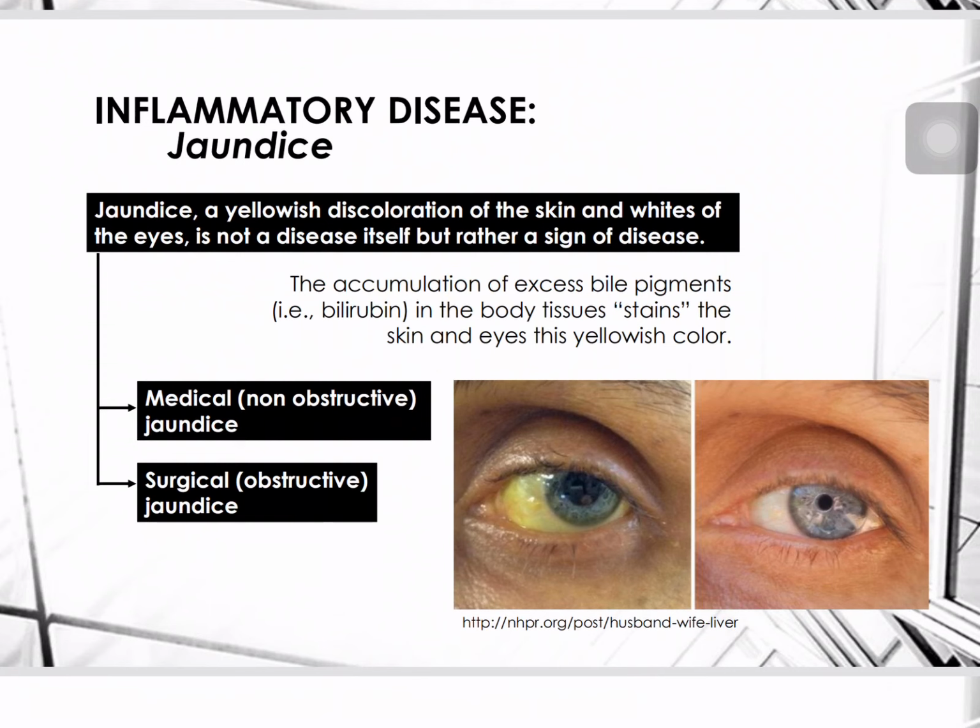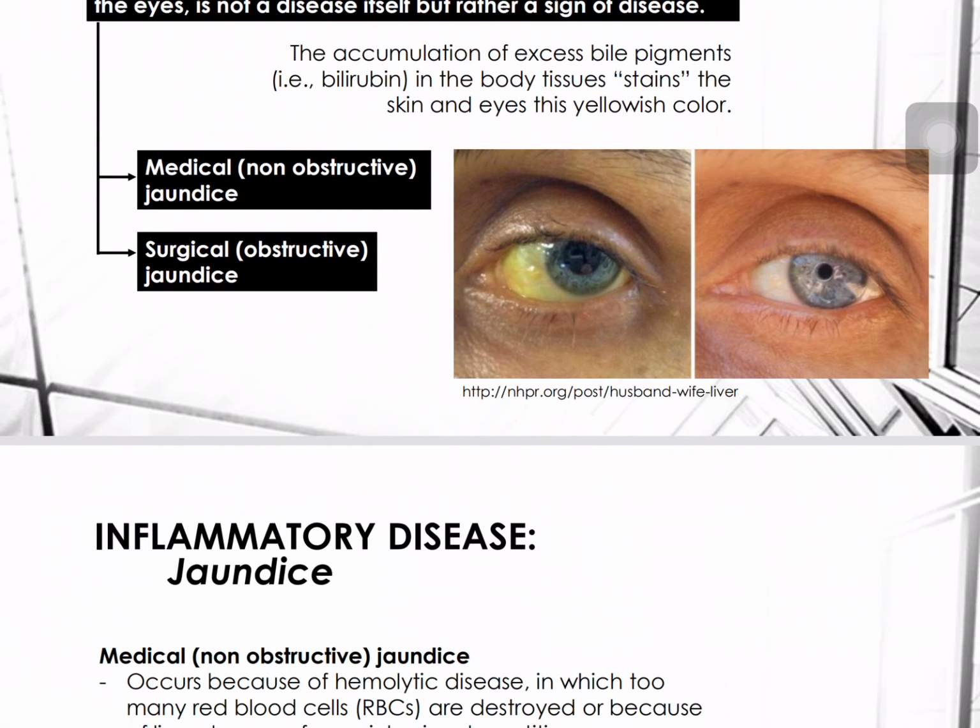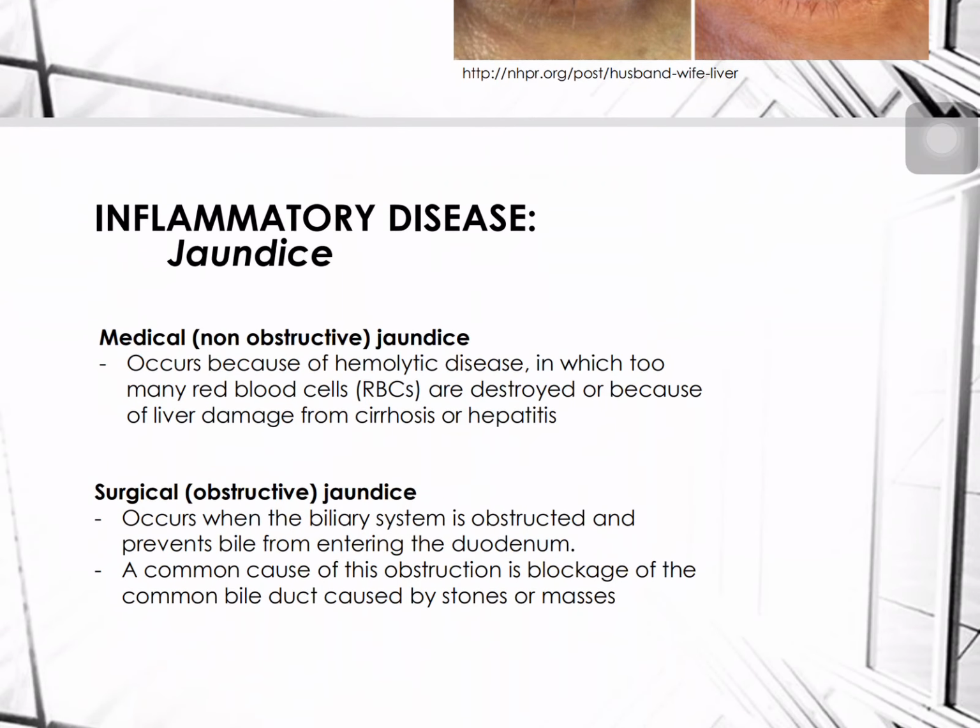There are two types of jaundice, medical and surgical jaundice. Let us start first with the medical or non-obstructive jaundice. This occurs because of hemolytic disease in which too many RBCs are destroyed, or because of liver damage from cirrhosis or hepatitis. Its most common appearance is transient in the first few days after birth, when more bile pigments are released than can be handled.